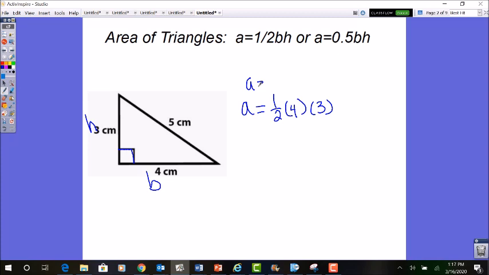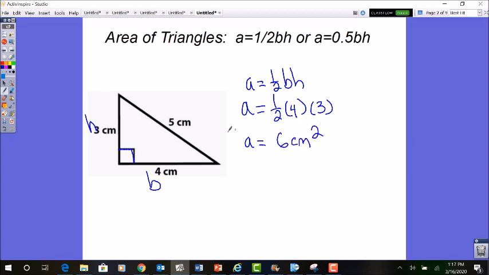Actually, I should say we do want to start with the formula. So 1/2 base times height. Alright, so now when I multiply all three of these together, 1/2 times 4, which is 2, and then 2 times 3 gives me an area of 6 centimeters squared.